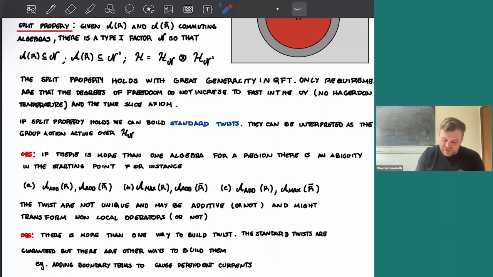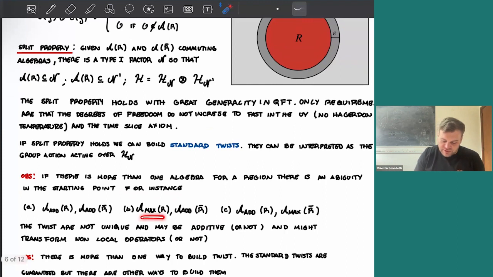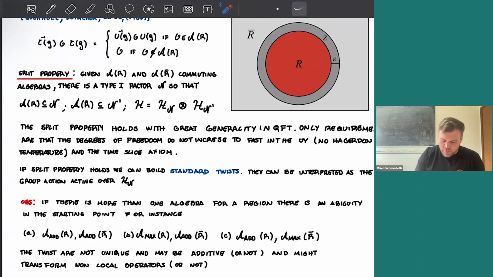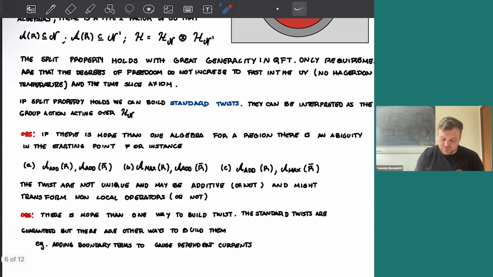So, for instance, if I start with the maximal algebra in the region R, the maximal algebra being the algebra of all local and non-local operators, and the additive algebra in the complementary region, including only local operators, then what I will get is a standard twist that acts as a group action over all local and non-local operators inside this region. However, if I make the other choice, the additive algebra here, then what I will get is a standard twist that implements group action over local operators, but not over the non-local ones. So this is a subtlety that might be important later.